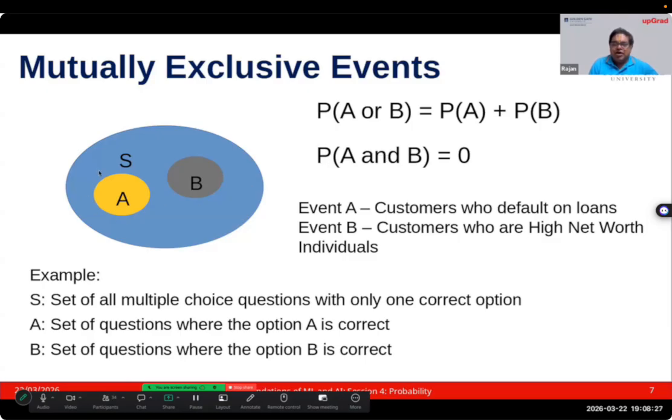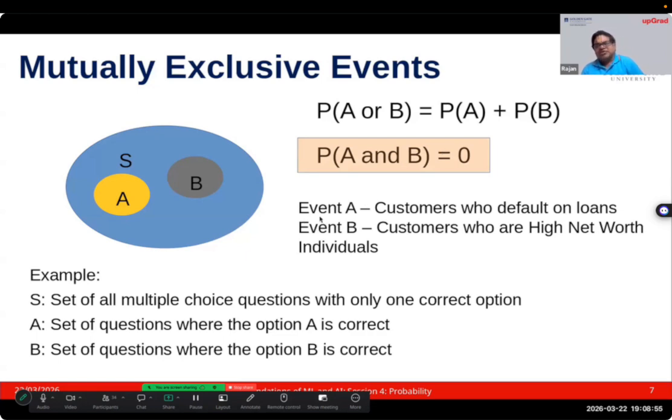Okay, and an outcome belongs in the event A and B. If you look at that probability, if that probability is 0, then we know A and B are mutually exclusive. Okay, A and B are mutually exclusive. So this is the definition for mutually exclusive events. Okay. Now, here is an example.